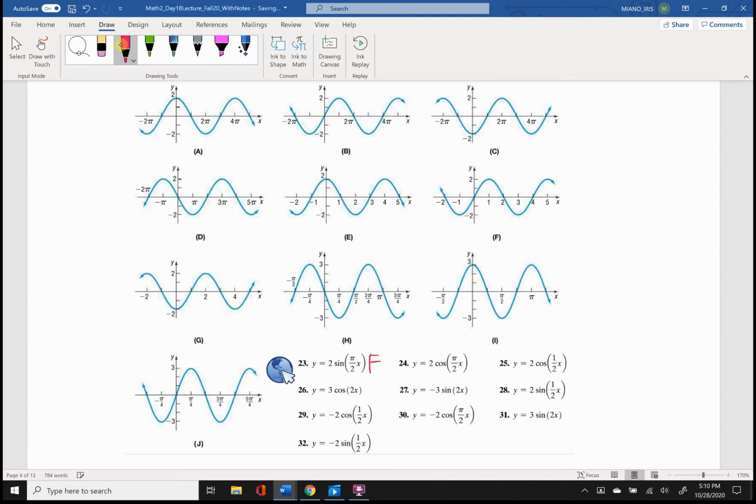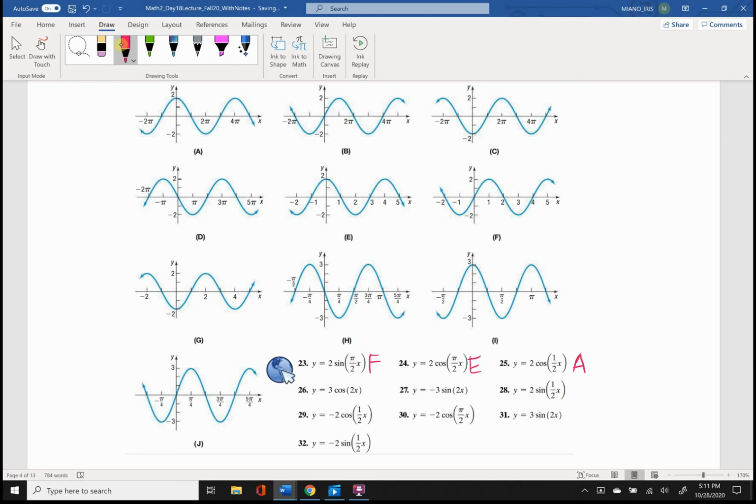For number 24, we have a cosine, amplitude 2, also a period of 4. That's looking like E, my friends. For 25, we have a cosine, period of 2. An omega of 1/2 means that the period is 4 pi. Which one of these has those features? Well, graph in part A.